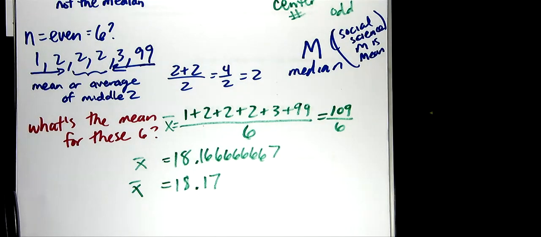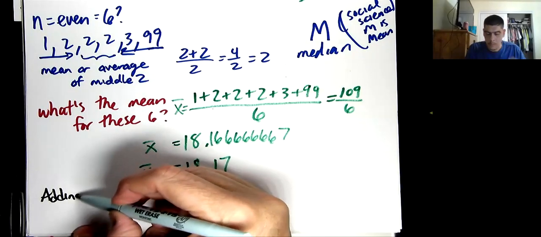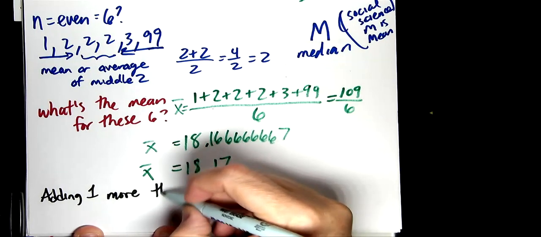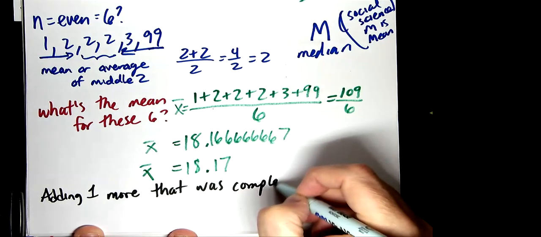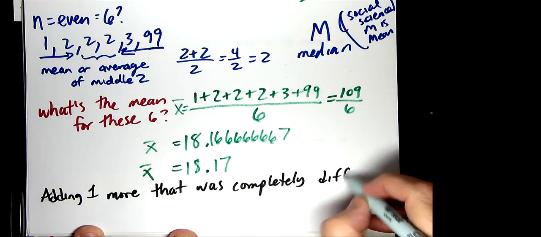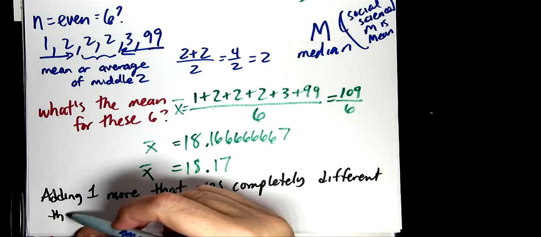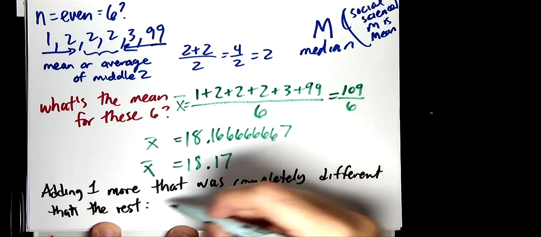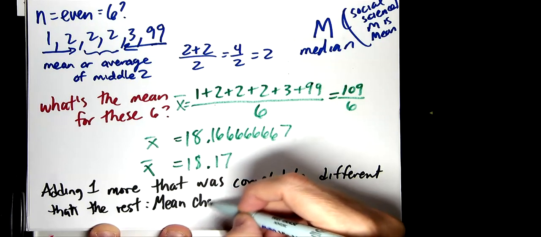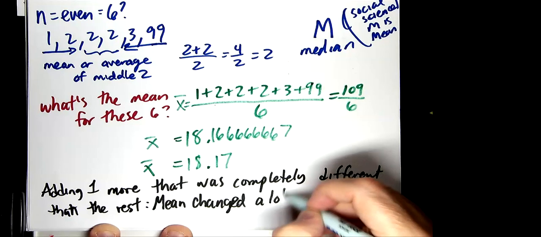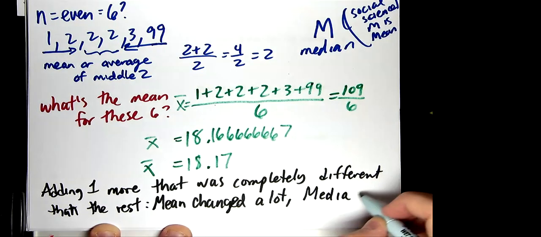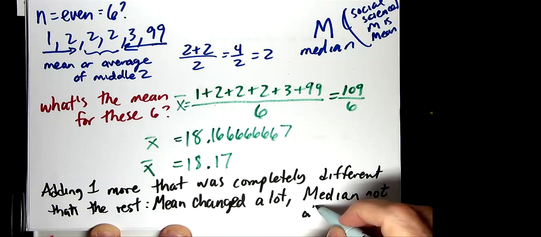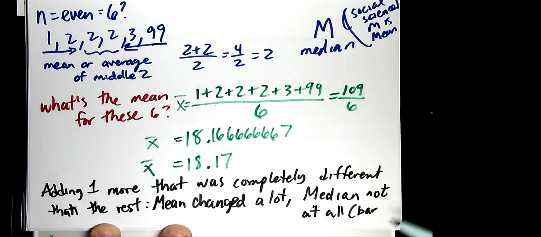Okay. Well, so notice, adding one more value that was completely different than the rest, the mean changed a lot. Median, not at all. And sometimes it does change, but it barely changes sometimes.